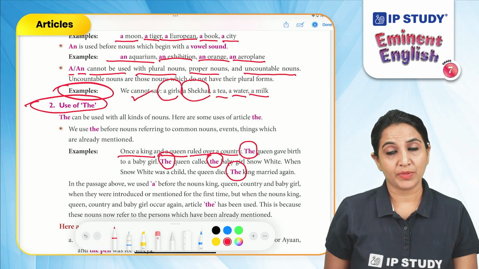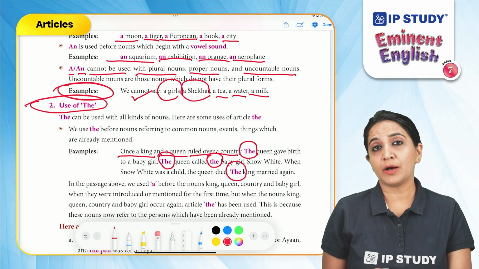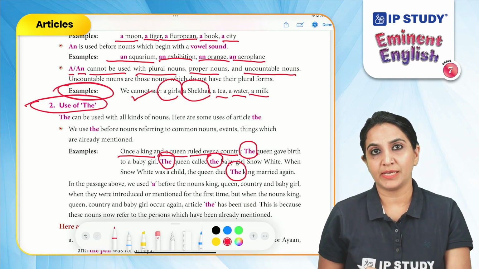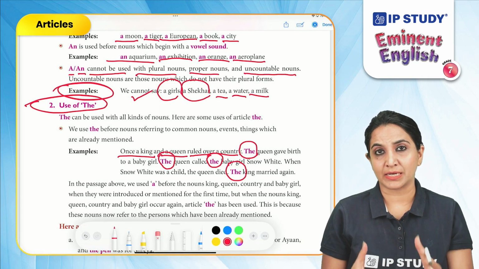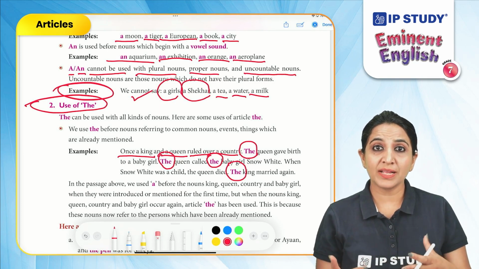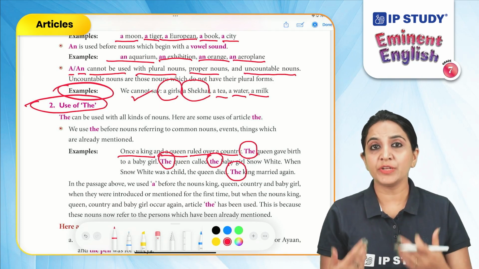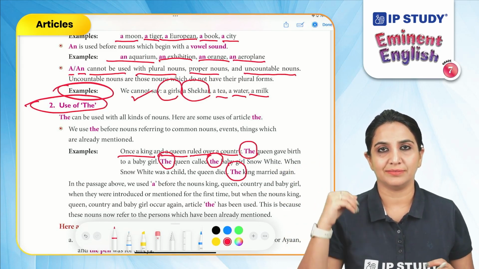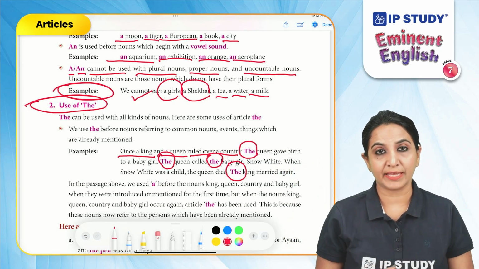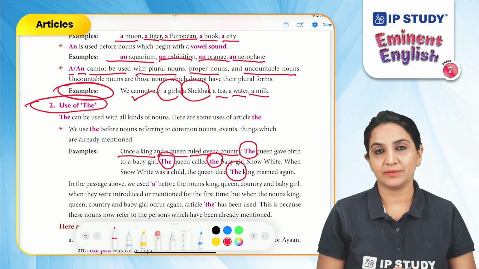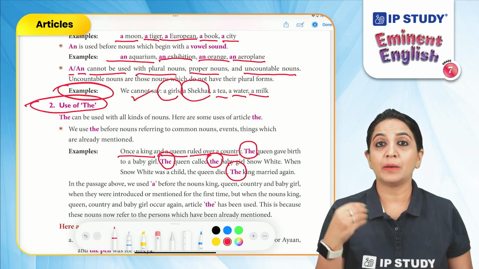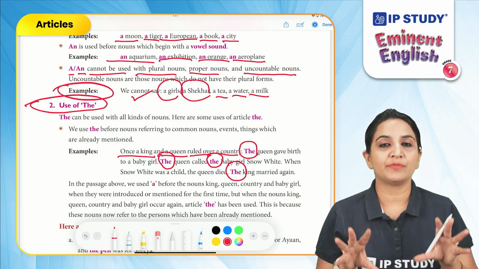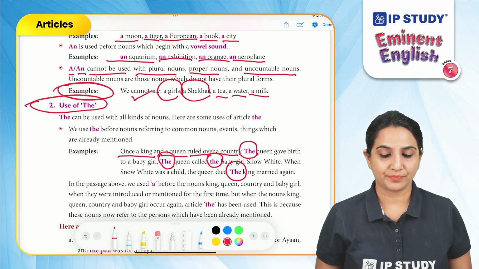Now, in this passage, in the first line, once a king and a queen ruled over a country. Here, we are not talking about a definite king or a definite queen or a definite country. That is why we have used article a. But once we know which king and which queen we are talking about, we started using the article the. For example, the queen gave birth to a baby girl. Here, baby girl is not definite, but the queen whom we are referring to is definite. That is why we've used article the.